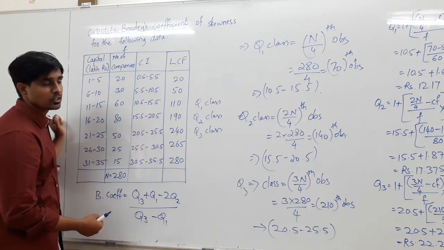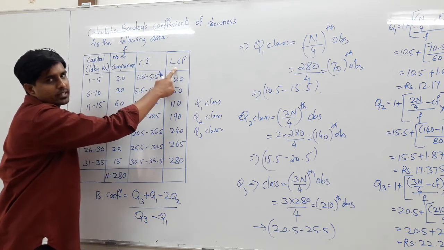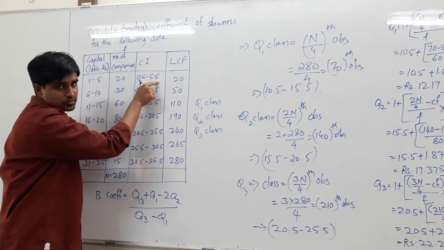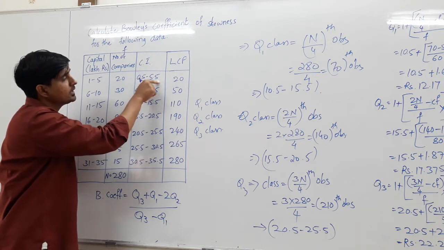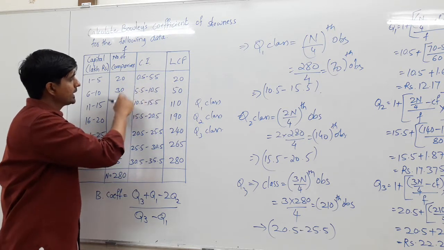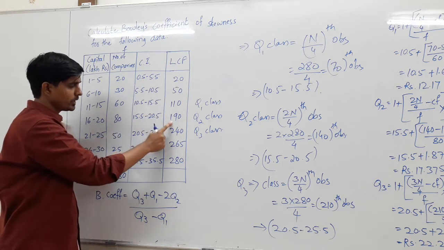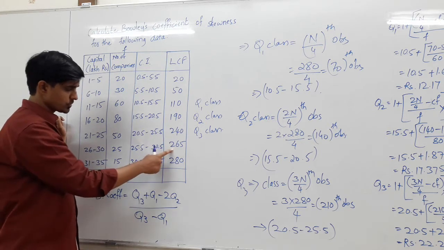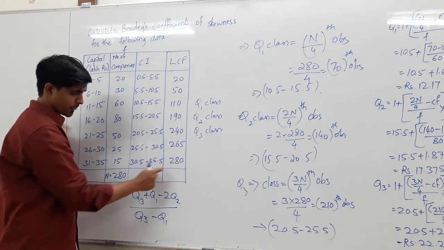Q is nothing but quartile. Now to calculate quartile, what do we need? We need LCF and we need the class intervals to be exclusive. I had explained to you in the notes that for median, classes should be exclusive. So 20 plus 30 is 50, 50 plus 60 is 110, 110 plus 80 is 190, 190 plus 50 is 240, 240 plus 25 is 265, 265 plus 15 is 280. See, now both the numbers are the same.